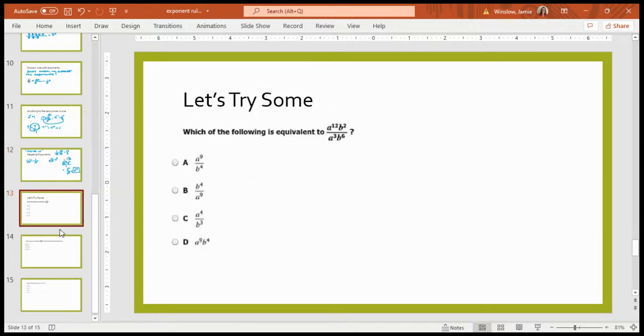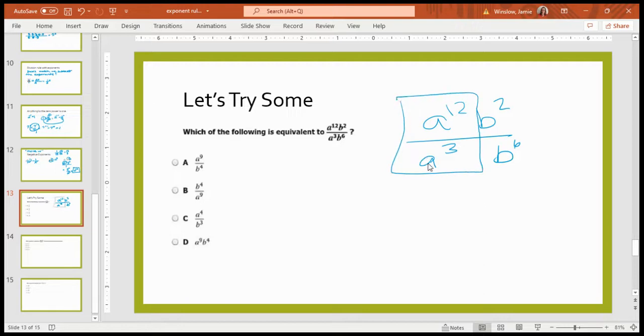So let's try some. Which of the following is equivalent to this? We're just going to take it a step at a time, making sure we handle those where the bases match. Looking at the A's first, we're dividing, so we would subtract the exponents. 12 minus 3 is 9. 12 is bigger, so the 9 will stay on top. Then we have 2 minus 6. 6 is bigger, so the B will stay on the bottom. That's it. 9 over 4, it's A.